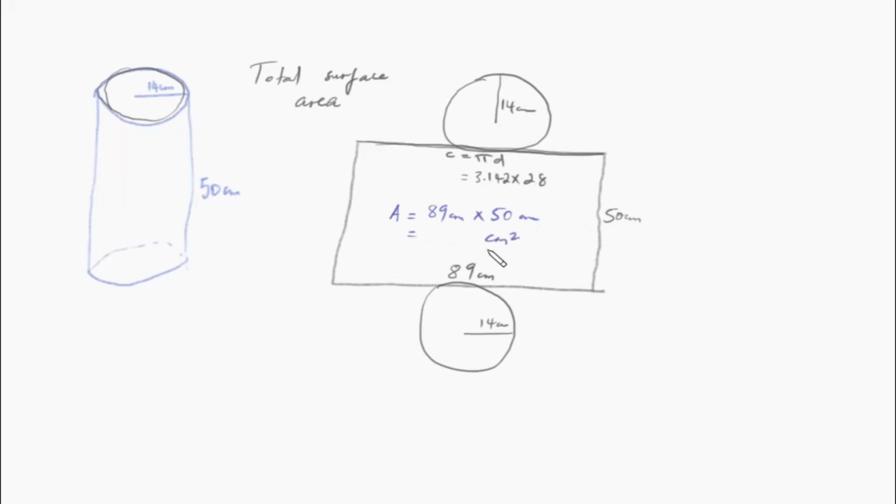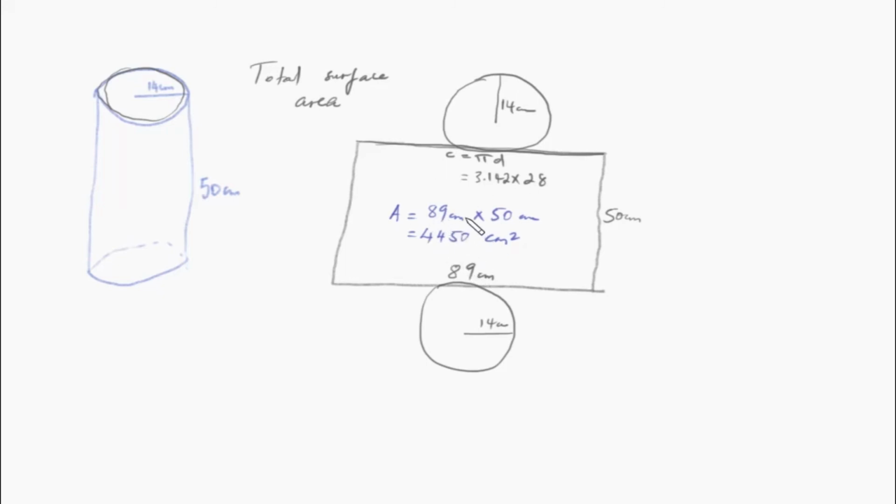Then 89 times 50 will give you how much? What do you get? 4450. So this is the area, the curved area.